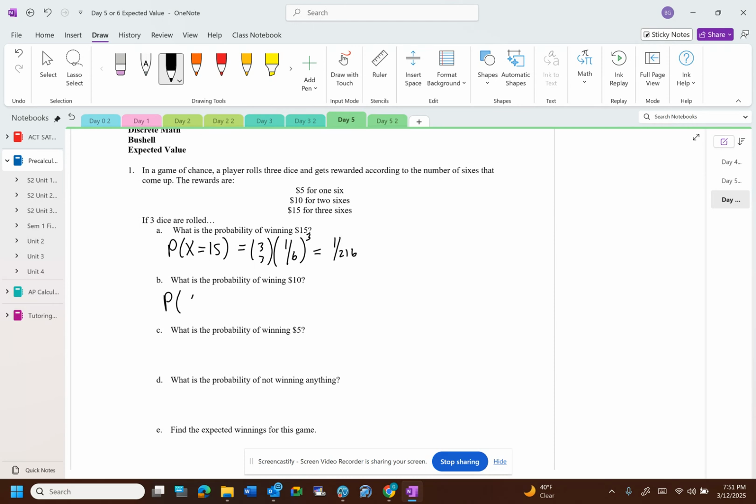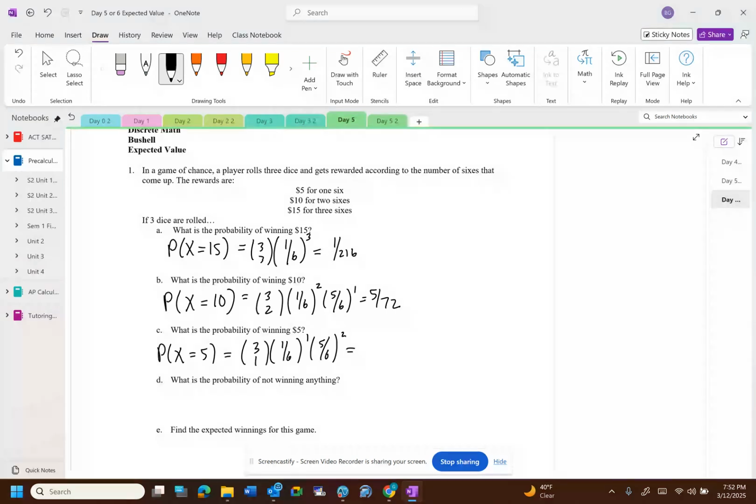The probability of winning $10. To get $10, I have to get 2 sixes. So 3 choose 2, I have 1/6 to the second, and then 5/6 to the first. And that'll be 5 out of 72. What's the probability of winning $5? Well, for $5 we have to get 1 six. 3 choose 1, 1/6 to the first, 5/6 to the second.